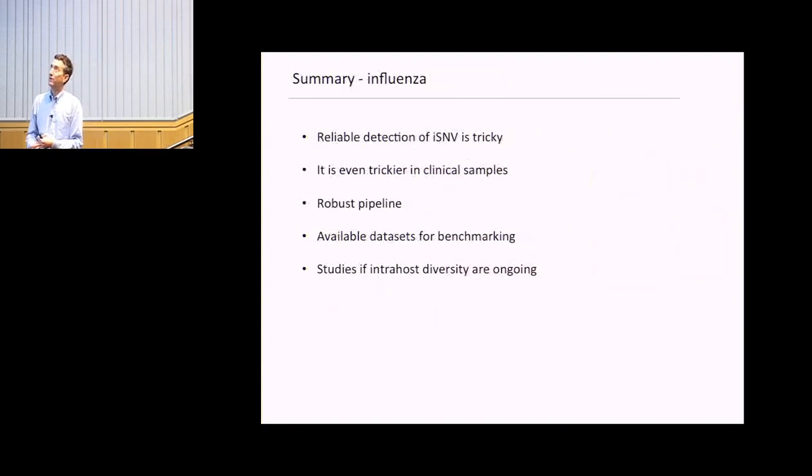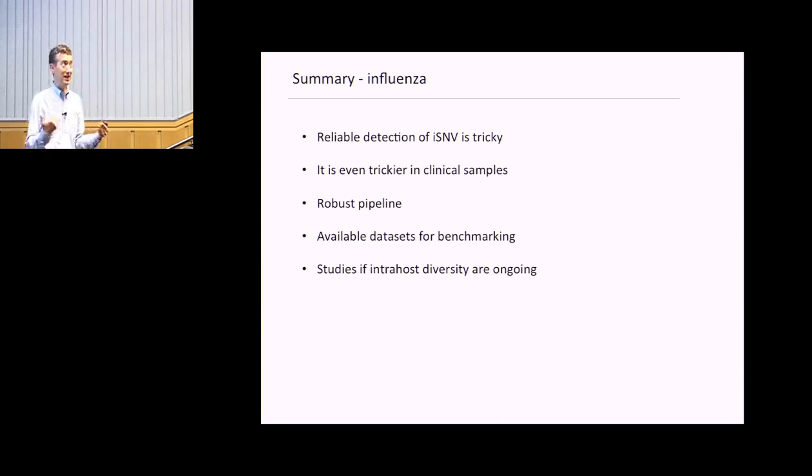So to summarize the influenza part of the work, reliable detection of intra-host single nucleotide variants is tricky. No matter what you read in a paper, it's tricky, and ask questions. And what works in a variant caller for human genomes or bacterial genomes is not the same as what works in a variant caller for an RNA virus. It's even trickier to do this in clinical samples, where you may have to do a lot more RT-PCR to generate your sequencing library than in a cell culture derived sample.